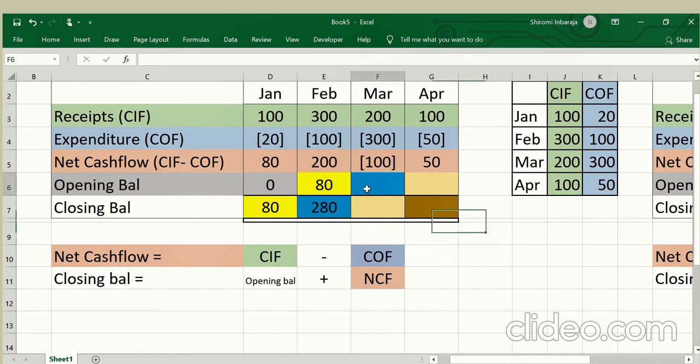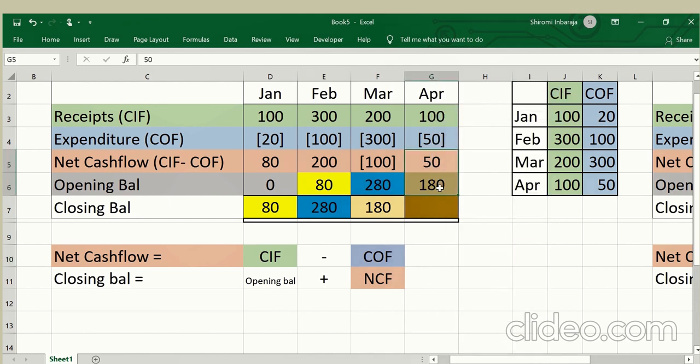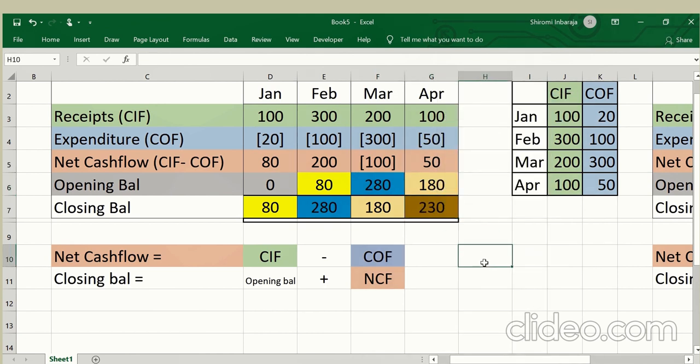Take this 280 as opening balance to March. Now find the closing balance, negative 100 plus positive 280. Therefore, the response would be a positive 180. Take this to April as the opening balance. Now, you add 50 plus 180. Positive 50 plus positive 180 gives an answer of 230. All these are positive closing balances.